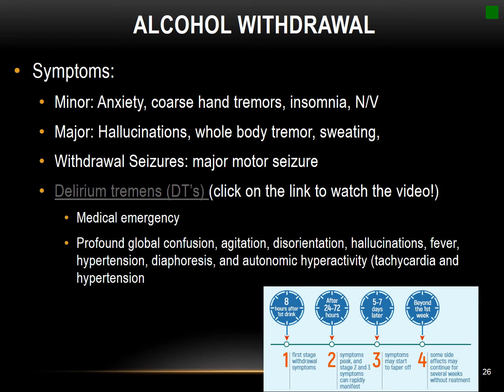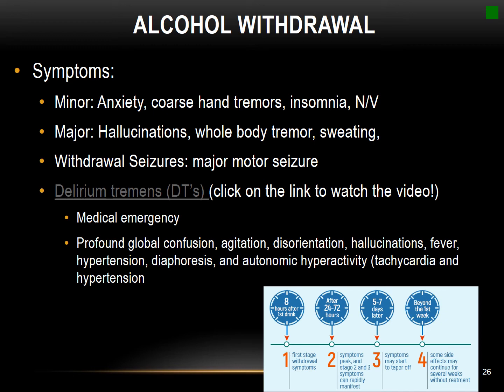Symptoms will usually rapidly decrease, or they can lead to DTs, delirium tremens. The video in this link right here, please click on this. This is an actual DT that's happening in an ER. DTs are a medical emergency.